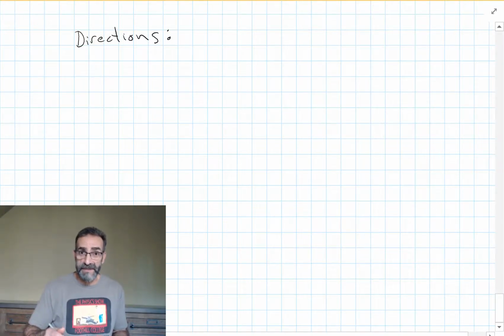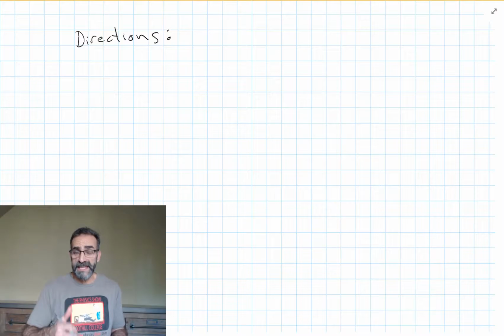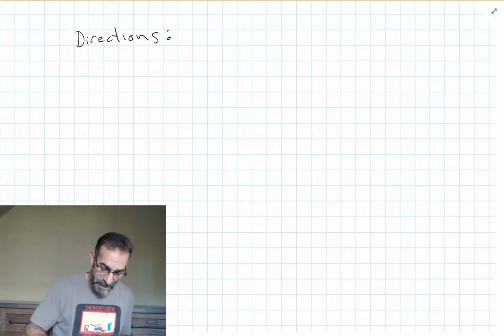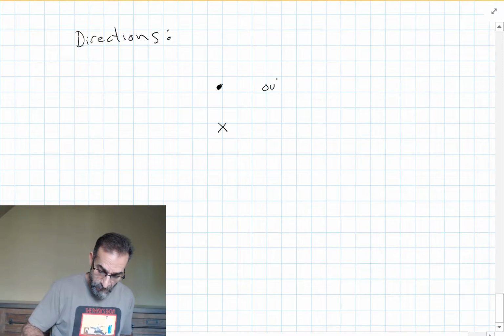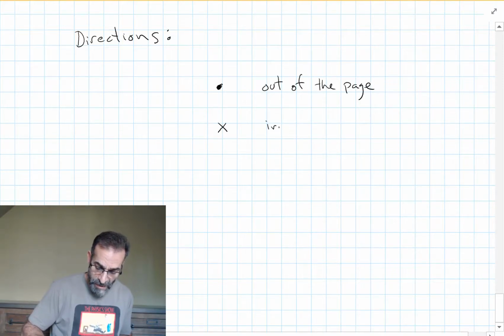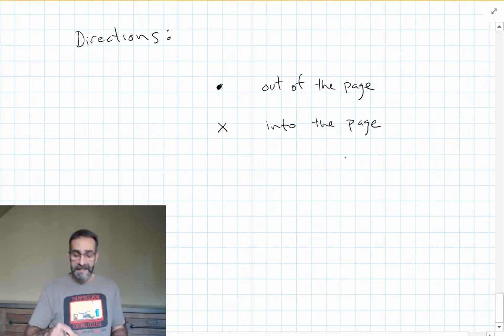So for our vectors that are in the plane of the page, we just use arrows like we always have. But if we have a direction that's perpendicular to the page, we indicate that with a dot or a cross. And the dot means it's coming out of the page, and the cross means it's going into the page. And the way to remember that is that it's like an arrow coming at you or going away from you.